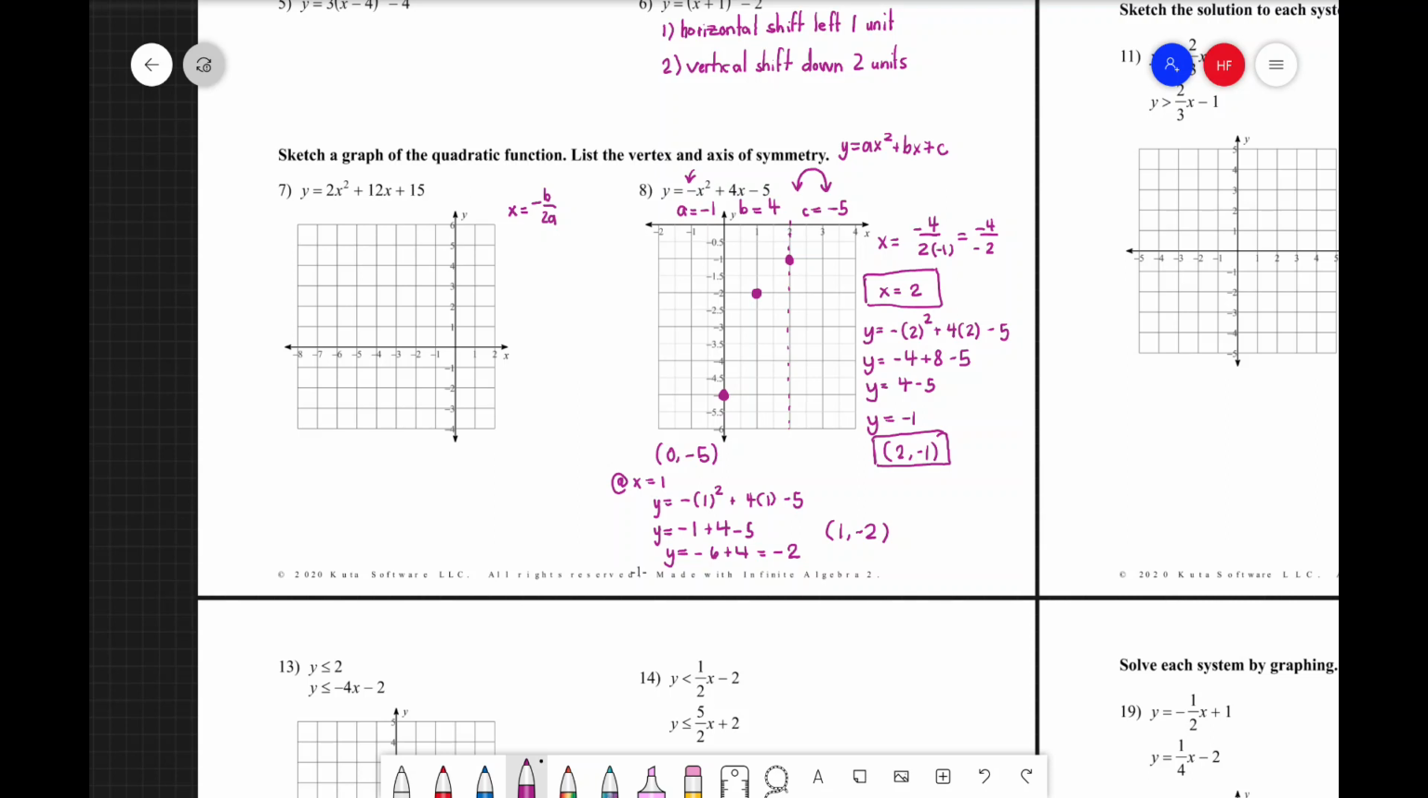So now we have the left side of our quadratic function, and remember that when we graph them, we are just going to reflect across that axis of symmetry. So I'm going to have a point here, and I'm going to have a point here, and then I just sketch that out.